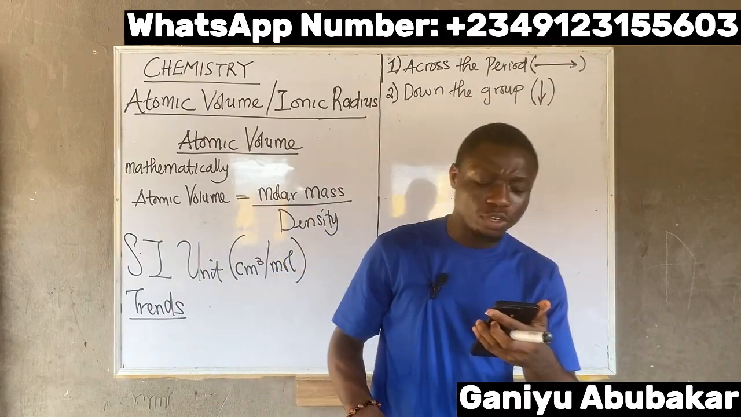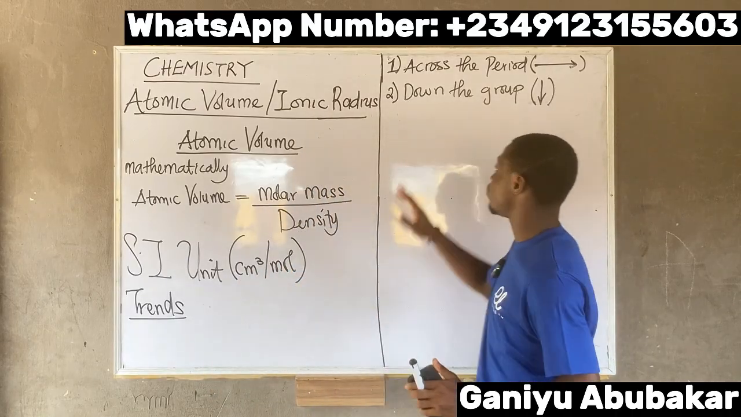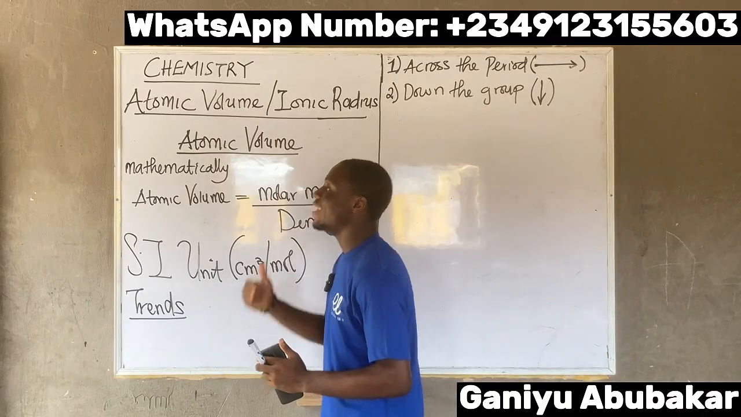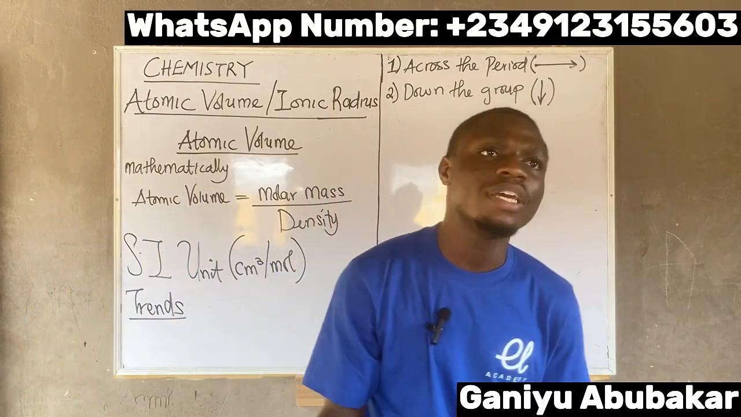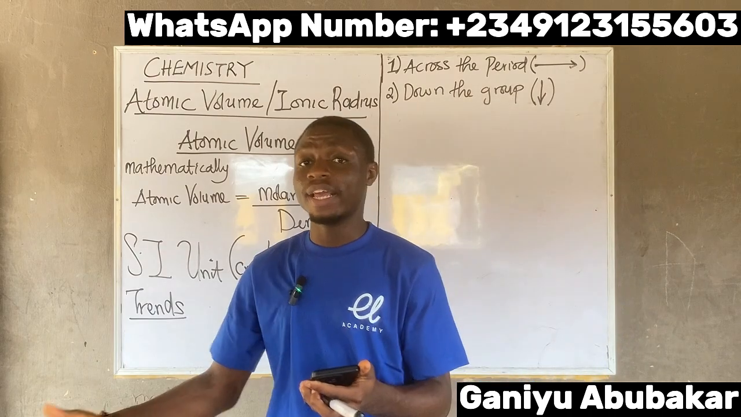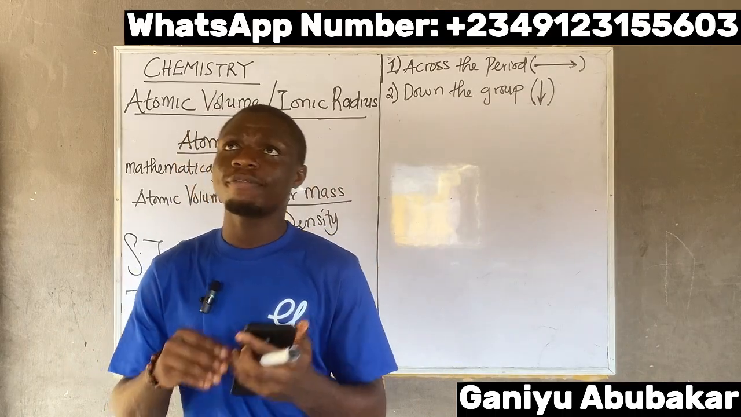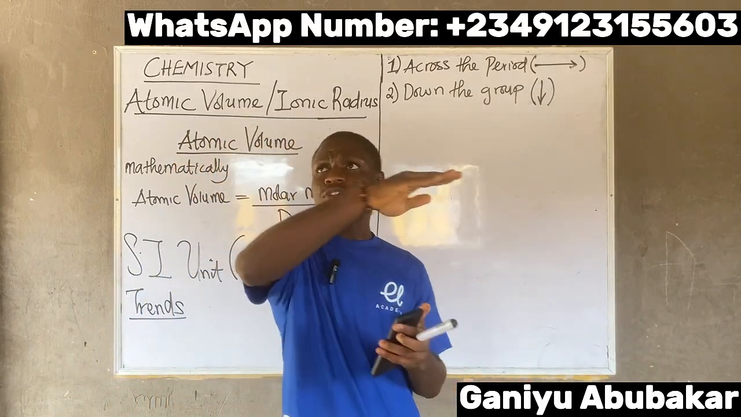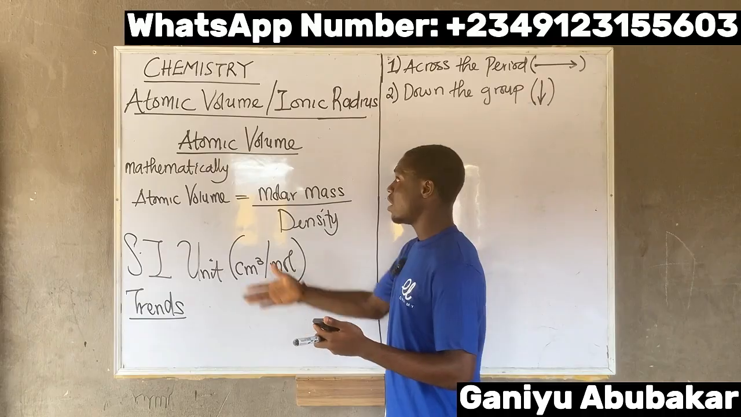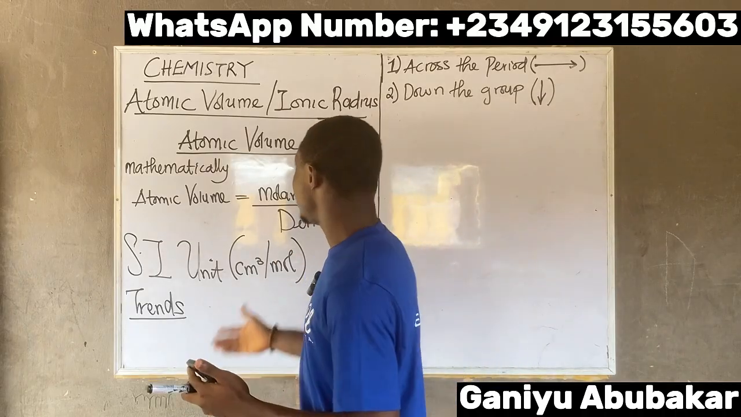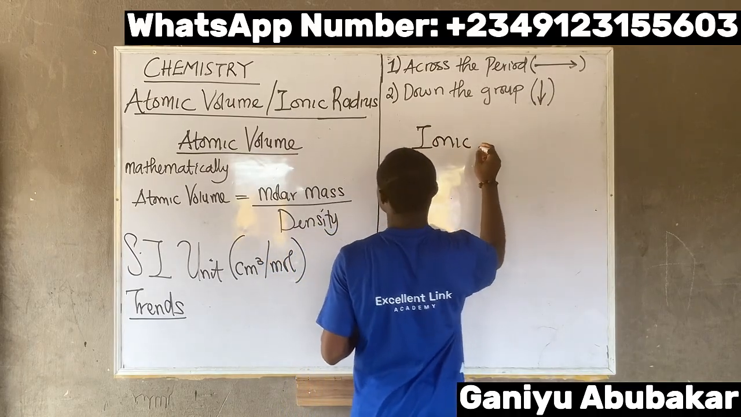Moving on, for down the group, atomic volume increases. So for down the group, atomic volume increases, but across the period it decreases, and later slightly increases at the end. That's the trend of atomic volume, both across the period and down the group. I am basically done with atomic volume, so let's look at the concept of ionic radius.